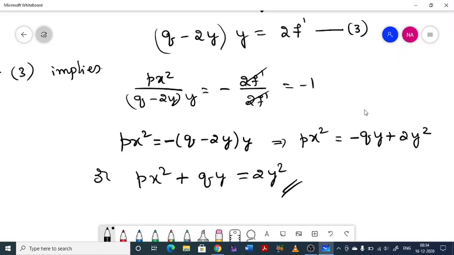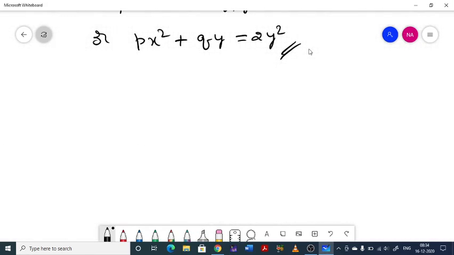So finally we solve one more problem, the last problem on this concept. Z equal to y into f of x plus x into phi of y.